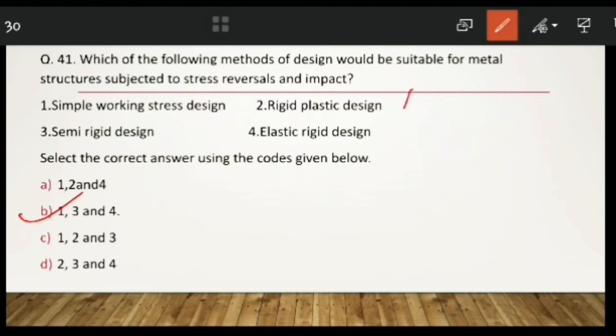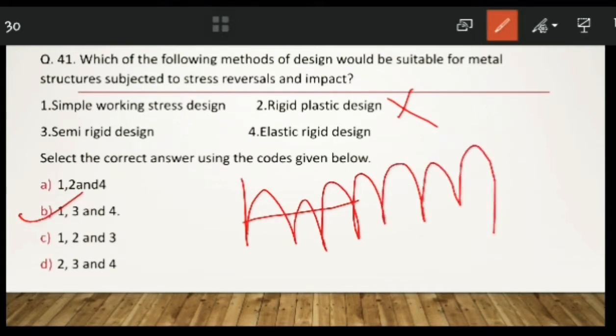We are not taking 2 for reversal stress condition, because stress reversal means, if it is the stress strain diagram, stress is in up and down manner, so rigid joint cannot support this type of stress.